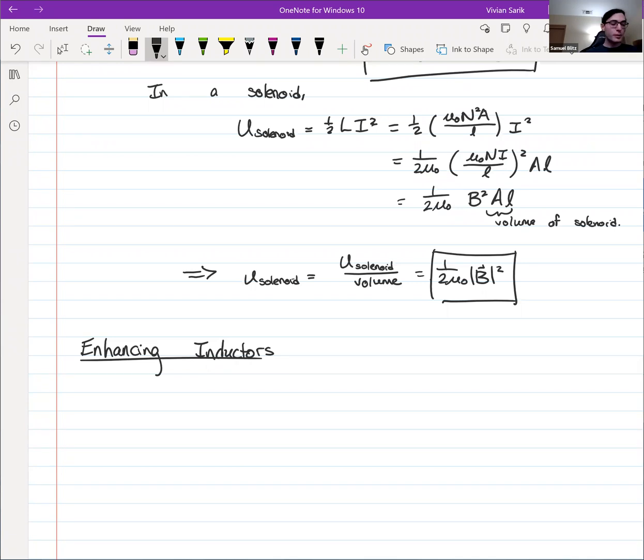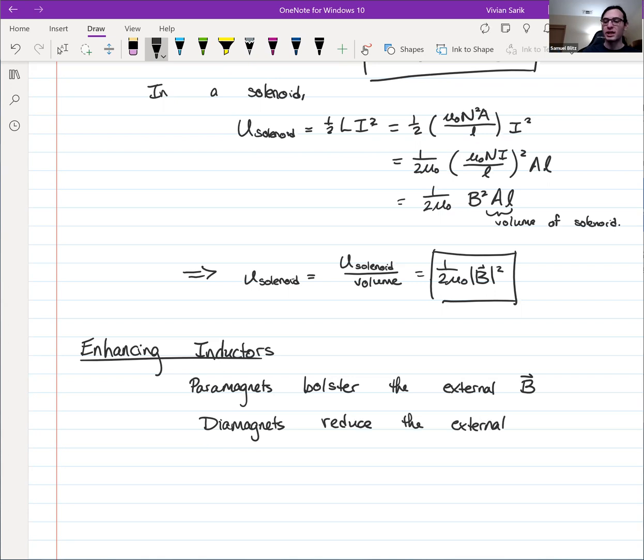Right. So remember that paramagnetic materials bolster the external magnetic field, because the dipoles in the paramagnetic material align themselves with the magnetic field, which increases the magnetic field, and diamagnets reduce the external magnetic field because they anti-align, basically. Because, well, we talked about it before.